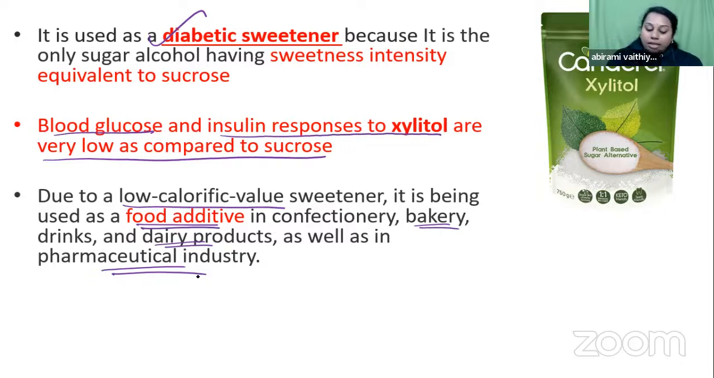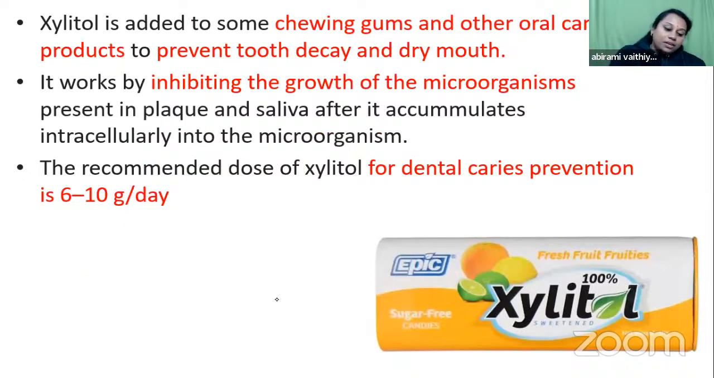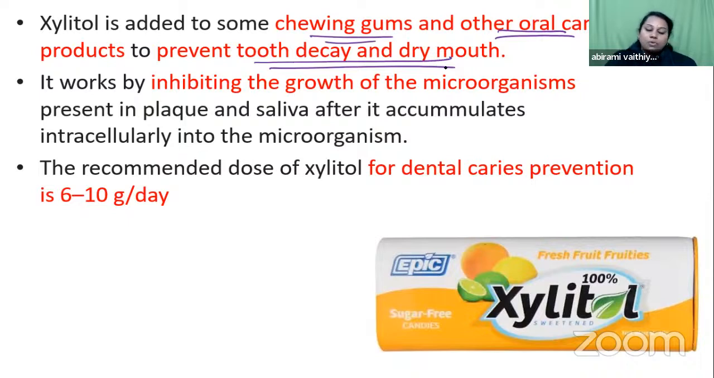Very important point in dentistry. Xylitol is added to chewing gums and other oral care products. What is the use? So it is proposed that xylitol helps to prevent tooth decay and dry mouth. What is the mechanism of action? It can inhibit the growth of microorganisms present in plaques and saliva after it accumulates intracellularly into the microorganism. It will attack the microorganism.